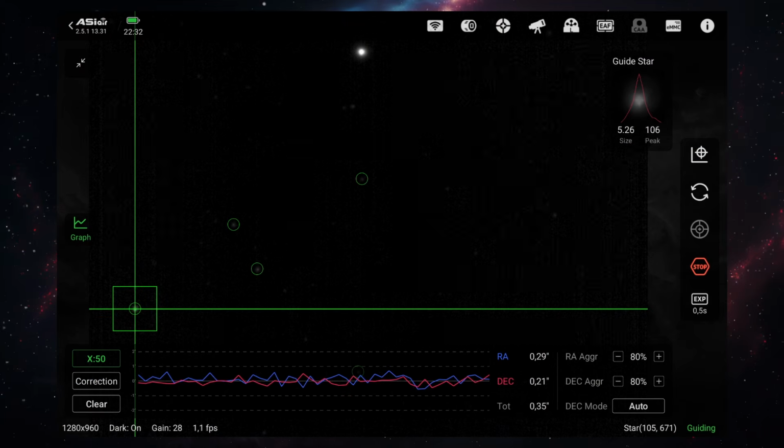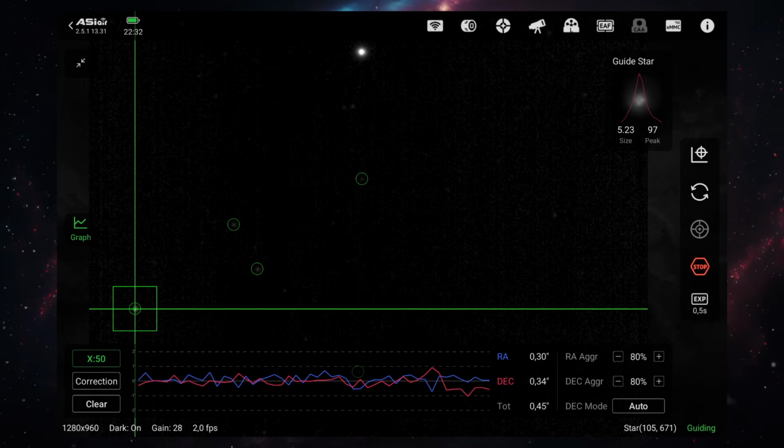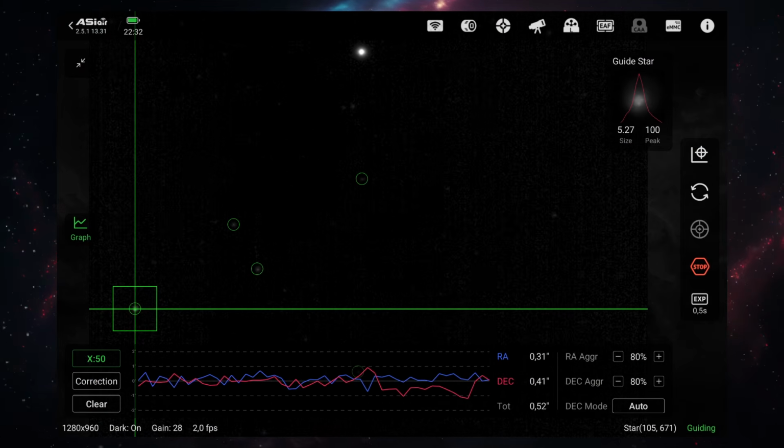So it's how much the guide camera is trying, or the mount has to compensate for inaccuracies as it's trying to guide. So bigger number means worse guiding, smaller number is better. Now, as you can see in the test here, it's running very well. It's running below 0.4, which is excellent. And that's with a cheap camera.